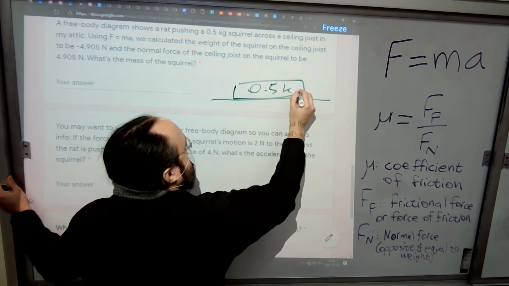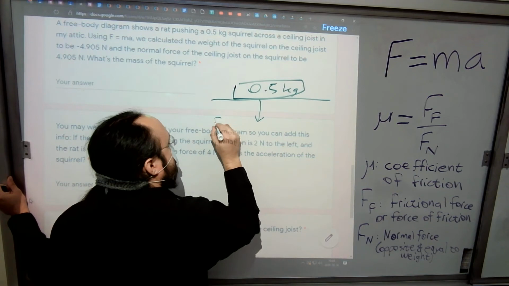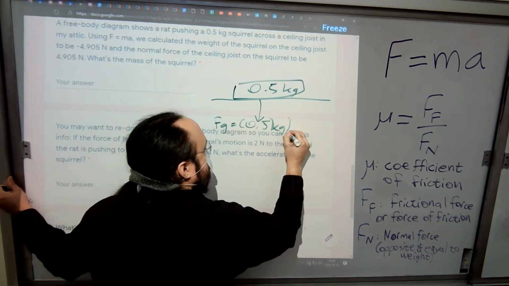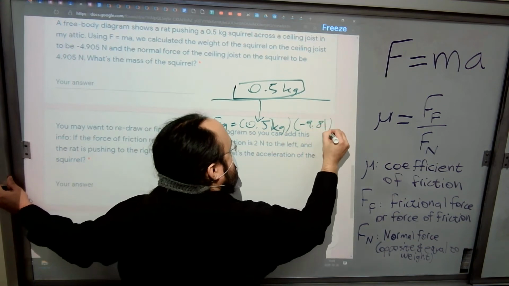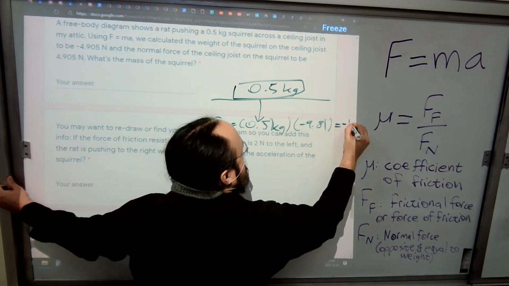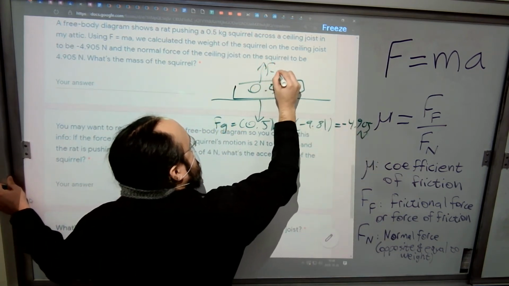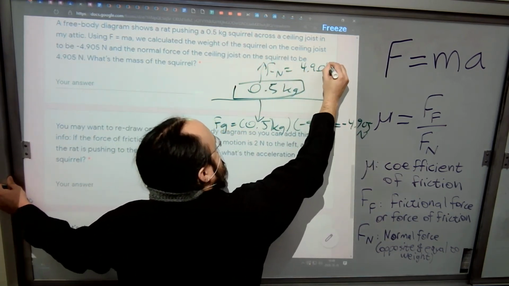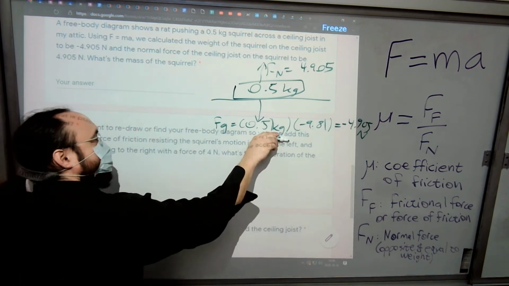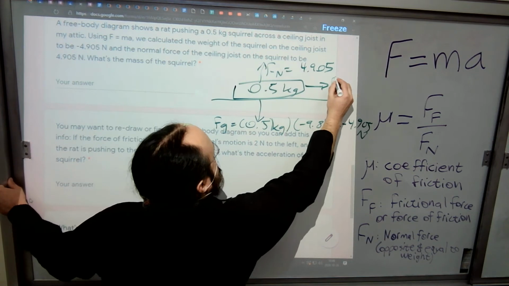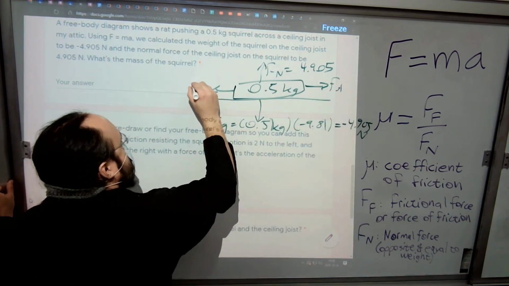We already made a free body diagram with the squirrel and its weight, and its normal force. We already did all that. That was negative 4.905, so that's positive 4.905. And the rat's pushing this way, and there's friction this way.